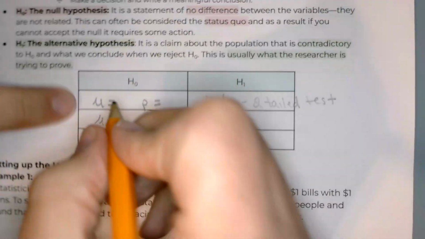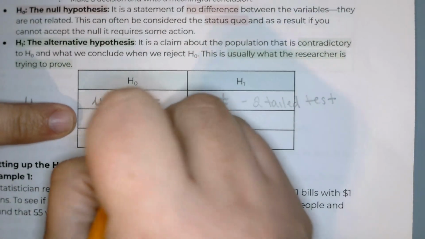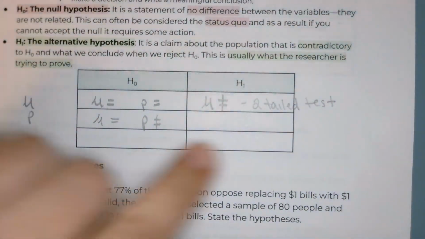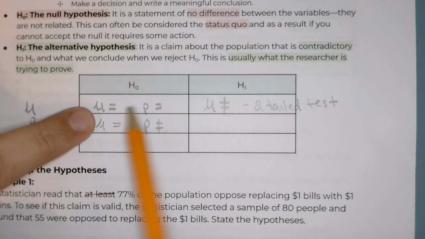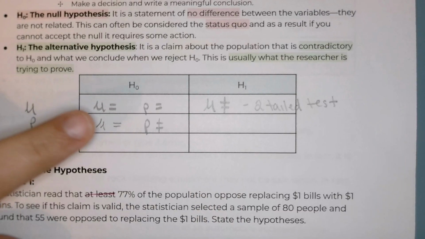Now, if we have not equal to, then there are some words you can use. We think it's different. We think it is not equal to. It has changed from. It is not the same as. All of these words in the problem will lead you to an equal to and not equal to.